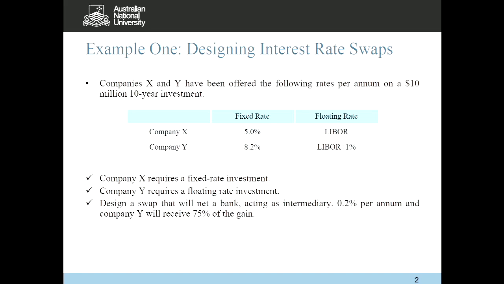The question says, please design a swap which would enable the bank, acting as intermediary, to earn 20 basis points commission. And this time, we're not going to design the swap so the two parties share the gain equally. In this case, company Y will receive 75% of the gain. So when you share the gain between the two parties, bear in mind that this time Y is going to take the lion's share. Does that make sense? Just bear that in mind.